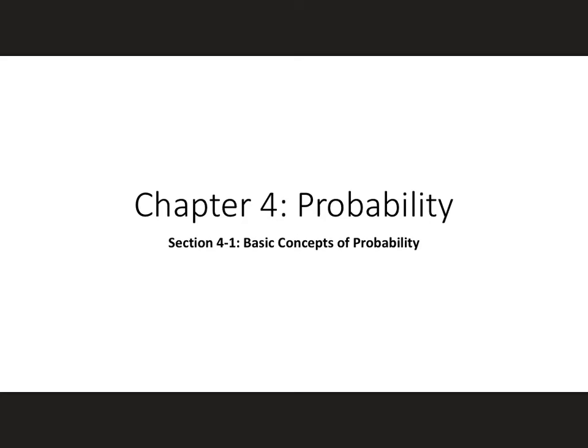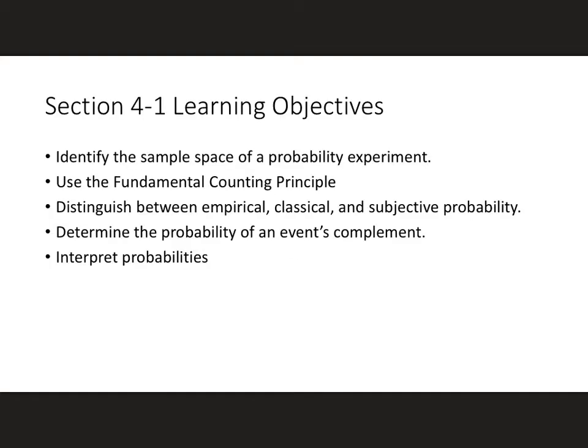In Chapter 4, we're going to begin looking at probability. Section 4.1 is going to be our basic concepts of probability. The learning objectives you will learn in this section are to identify the sample space of a probability experiment, use the fundamental counting principle, distinguish between empirical, classical, and subjective probability, determine the probability of an event's complement, and interpret probabilities.